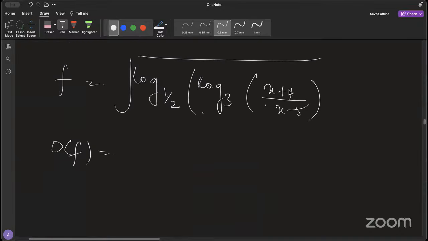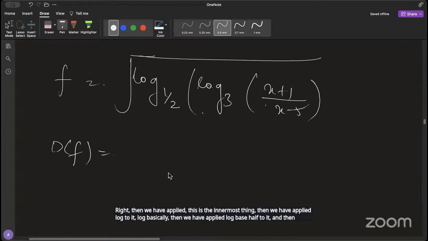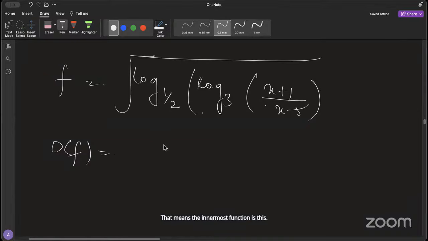To find the domain of f, the first thing is we need to make sure that we start from the innermost function. This one is the innermost function, right? Then we have applied log to it, log base 3. Then we have applied log base half to it. And then we have applied square root to it. That means the innermost function is this. So the first thing we need to make sure is that x plus 1 by x minus 5 is greater than 0, right? This expression should be greater than 0.